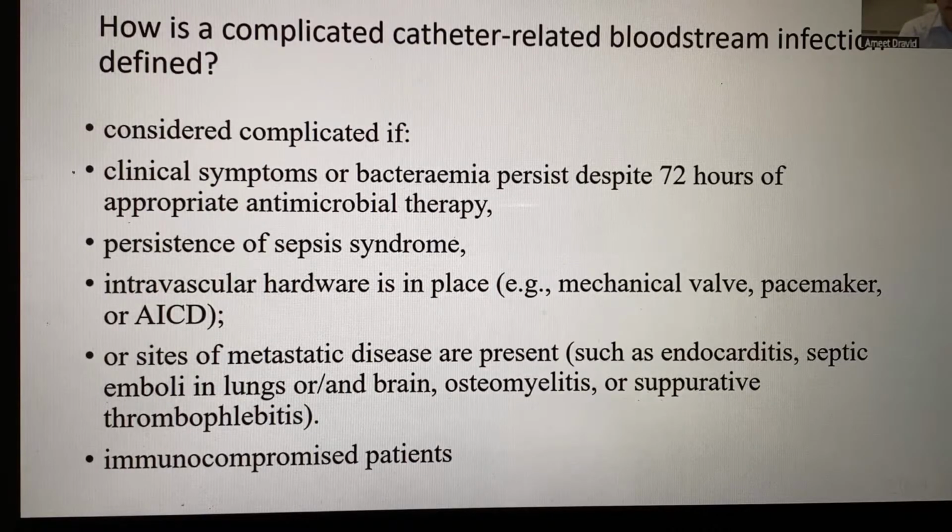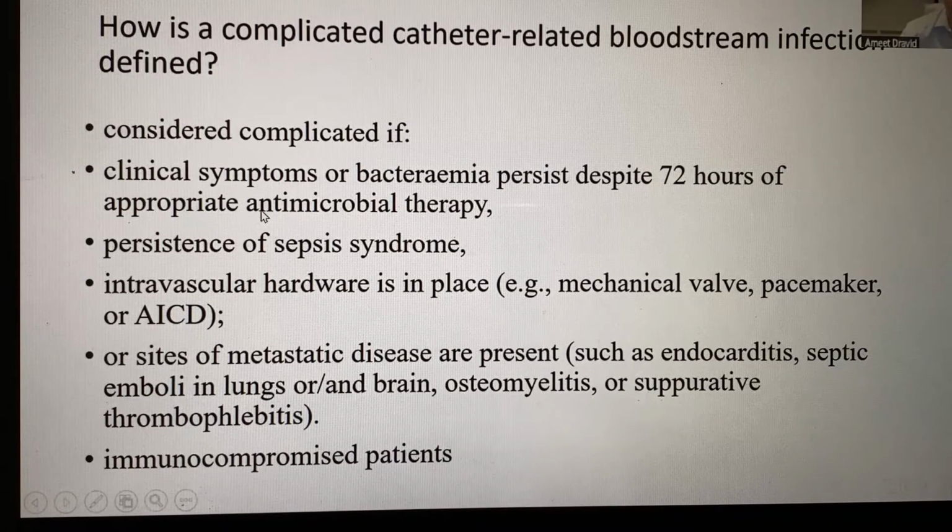So the catheter-related bloodstream infection is considered complicated if you diagnose a catheter-related bloodstream infection, you start proper empiric antibiotic therapy, and despite 72 hours of appropriate antimicrobial therapy, the bacteremia just does not go away.